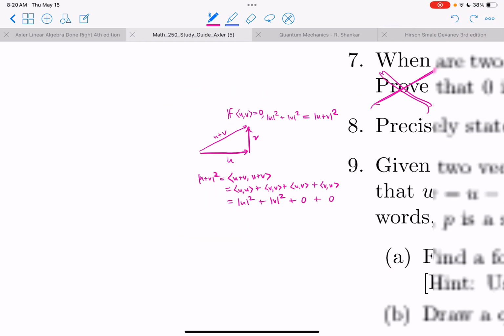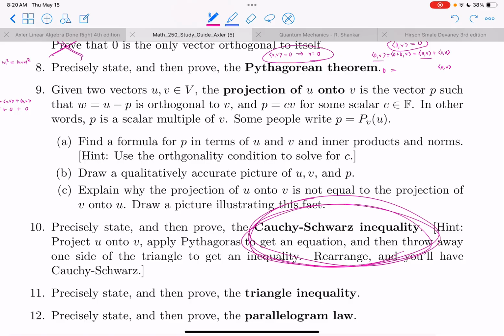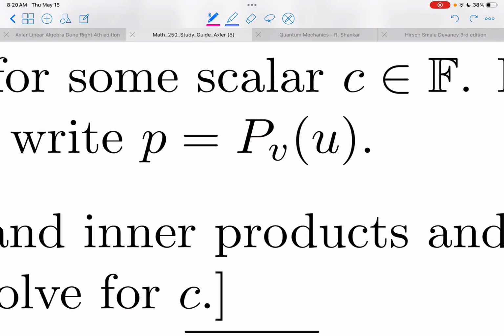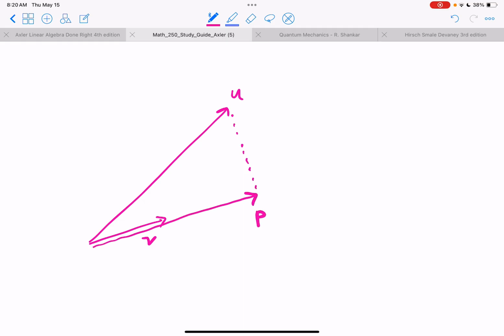Okay, that's Pythagoras. Now, we're going to prove one of the most important inequalities, Cauchy-Schwarz, but it's very easily proved if you understand projection. To project a vector u onto a vector v, we'll call the new vector p, the projection. And so here's the picture. You need to practice doing this. Let's project the vector u onto this vector v. What that means is we take the shadow, the 90-degree shadow, and it gives us a vector p.